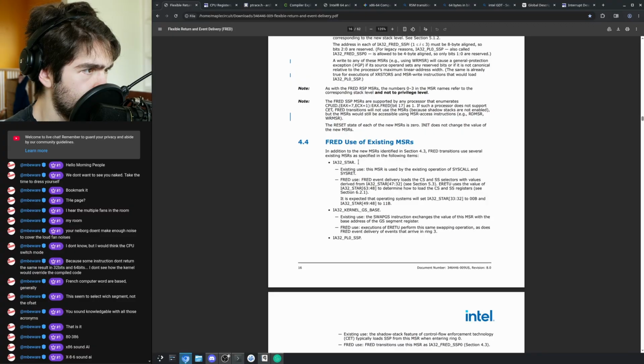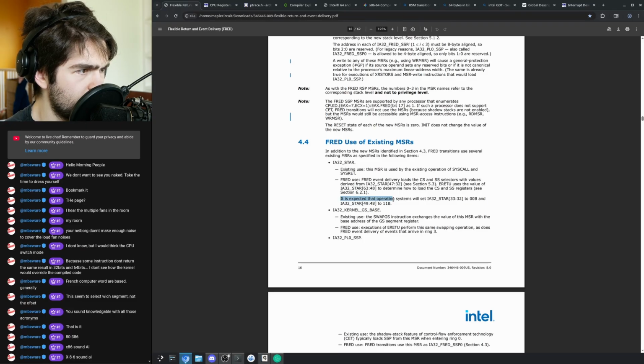Nice. All right. So this is essentially a pointer to our actual events, I think. This MSR is used by the existing operation of syscall and sysret. It's a pointer to those, right? FRED event delivery loads the CS and SS registers with the values derived from IA32 STAR, okay? To determine and load a CS register.